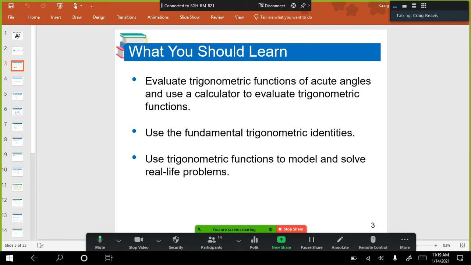We're going to evaluate trig functions of acute angles and use a calculator to evaluate trig functions. Use some fundamental trig identities and use trig functions to model and solve real life problems. This is probably stuff you had done in Integrated 3. I'm quite certain. Of course, last year with us disappearing for the last, y'all may not have got into this much.